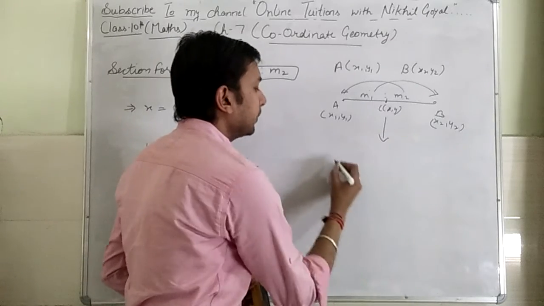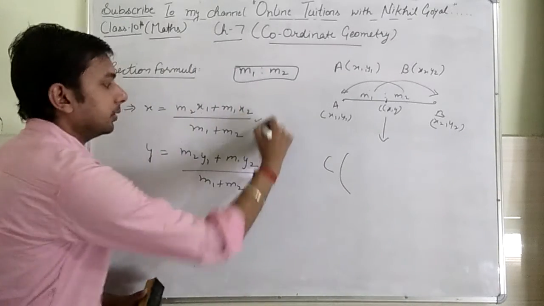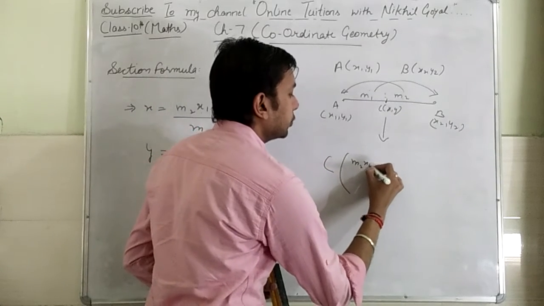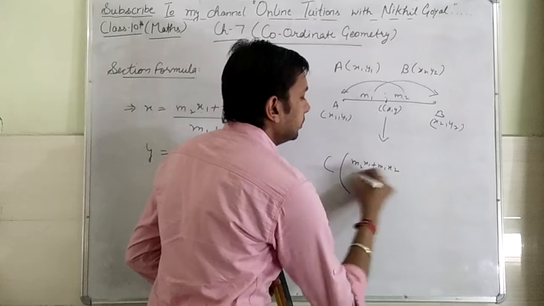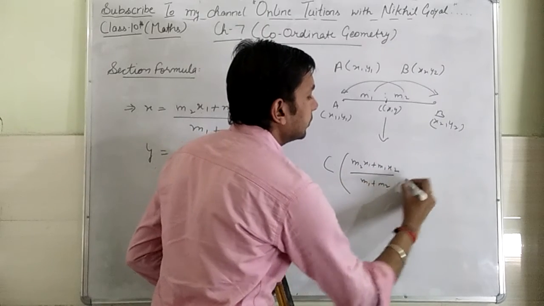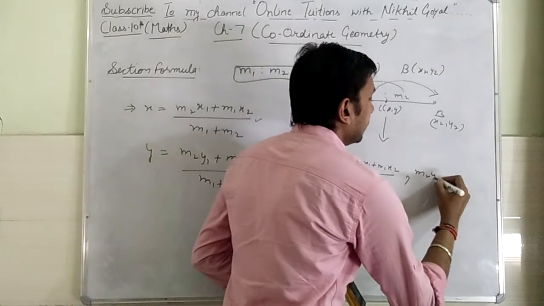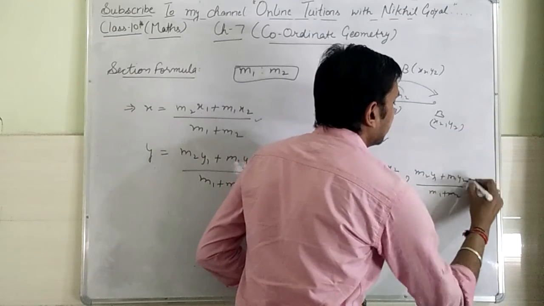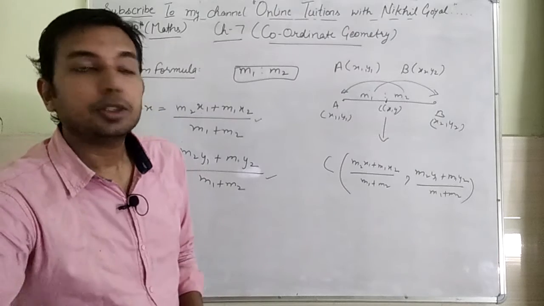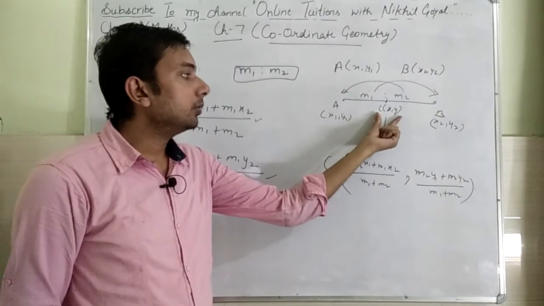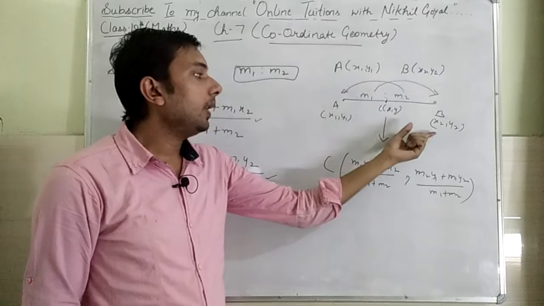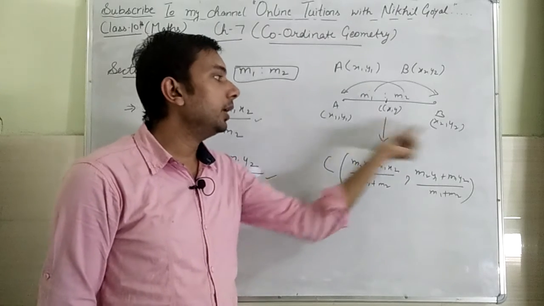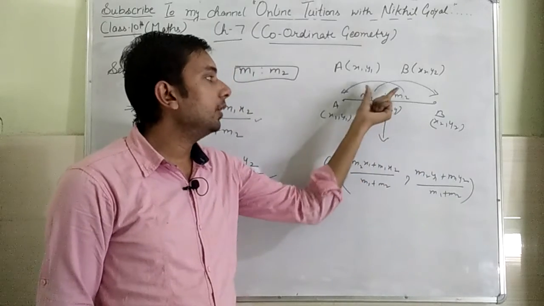Then this point will have these two coordinates: (m2 x1 plus m1 x2) upon (m1 plus m2) and (m2 y1 plus m1 y2) upon (m1 plus m2). This will be the section formula for finding the point that divides the line segment formed by joining points A and B in the given ratio m1 ratio m2.